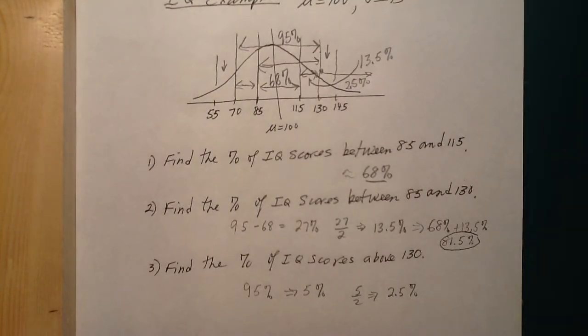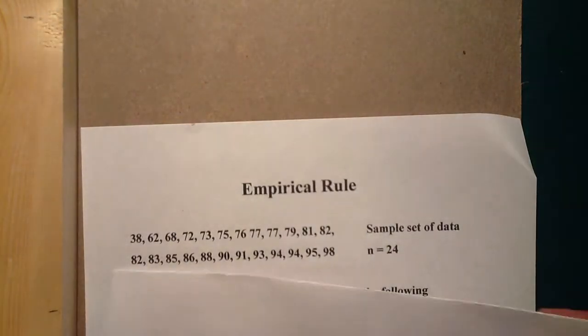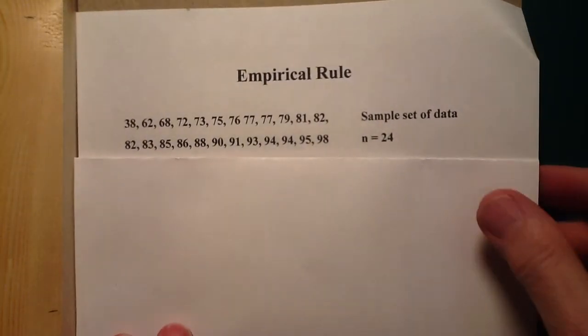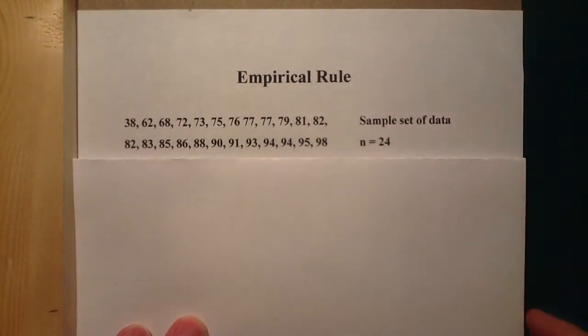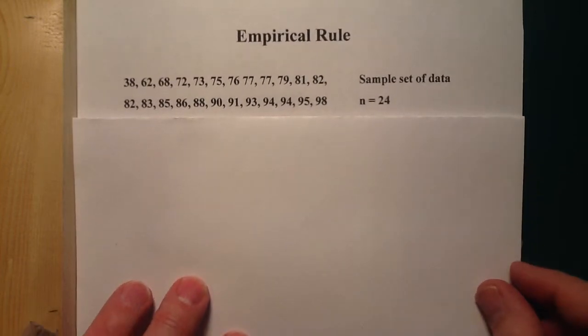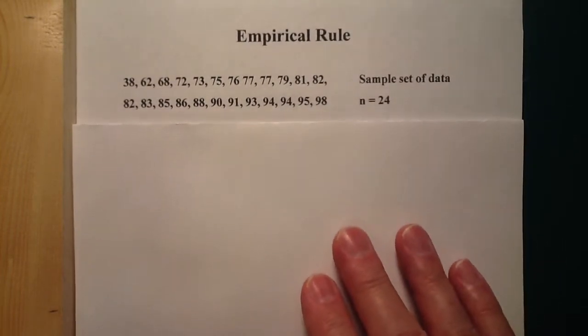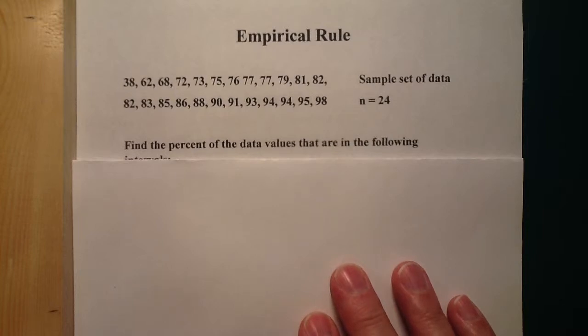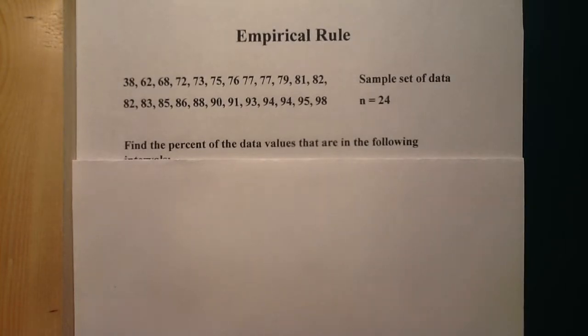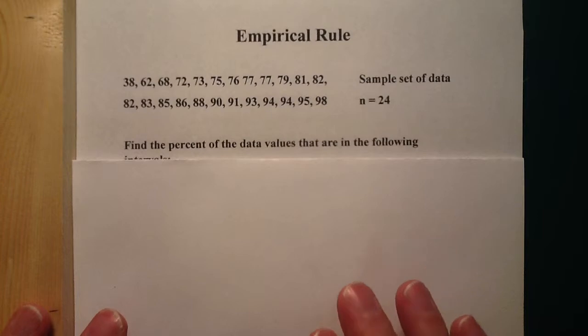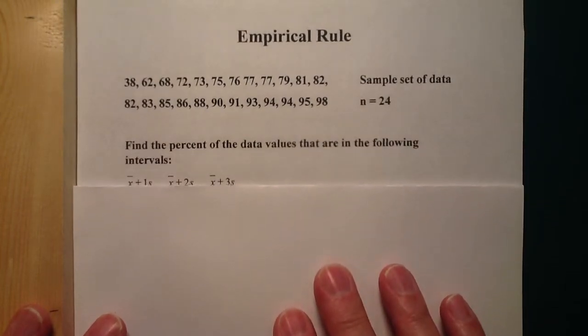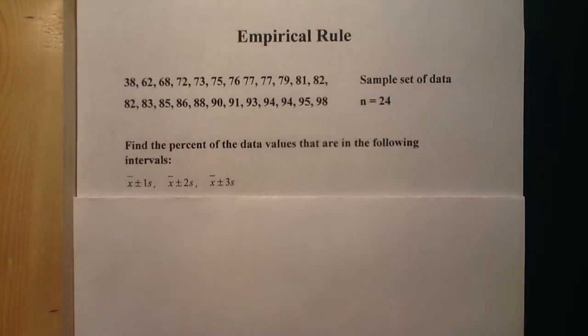Now I have another example I'd like to take a look at. And this problem here says we have some data values from a sample, and we have 24 pieces of data, and the question is, what percent of our data values for the whole population would be in the following intervals? And so here we have our x bar, plus or minus 1 standard deviation, plus or minus 2, and plus or minus 3.